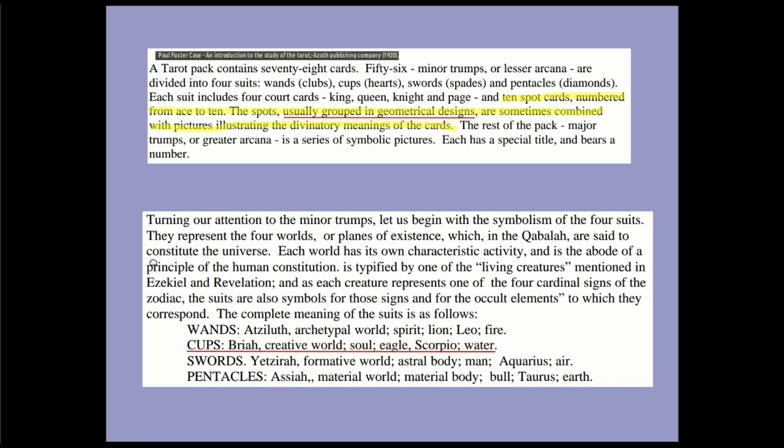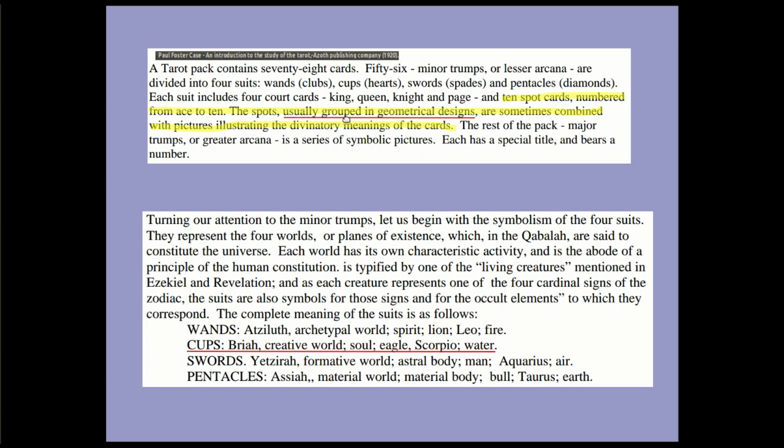So let's think a little bit about how these work in the tarot pack. The tarot pack contains 78 cards. 56 minor trumps or lesser arcana are divided into 4 suits. Wands, that's the clubs. Cups, that's the hearts. Swords, that's the spades. And the pentacles, that's the diamonds. Each suit includes 4 court cards, a king, queen, a knight, and a page, and 10 spot cards. These are your numbered cards, ace to 10.